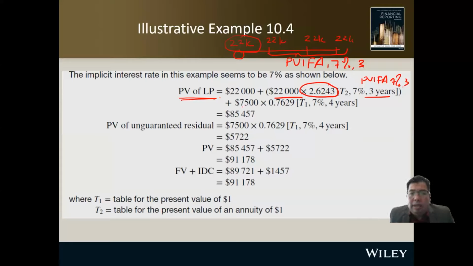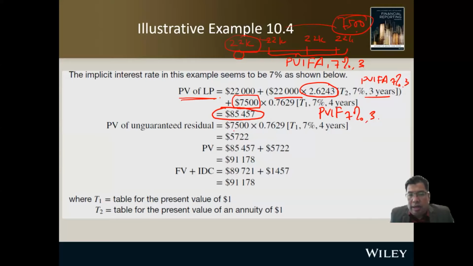Plus the guaranteed amount, which is 7,500. This value is the guaranteed amount, multiplied by PVIF 7%, 3 years. So the present value of the lease payment will be 85,457. This excludes the unguaranteed residual.